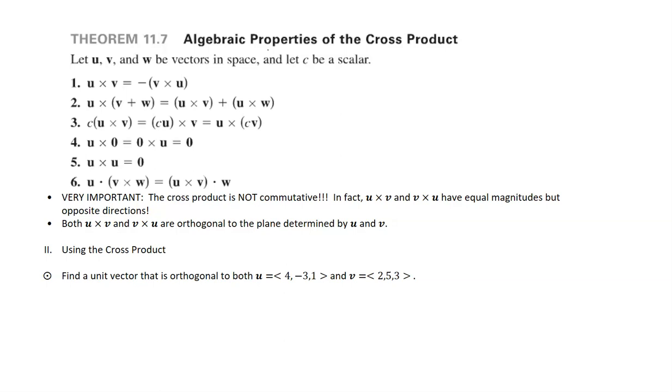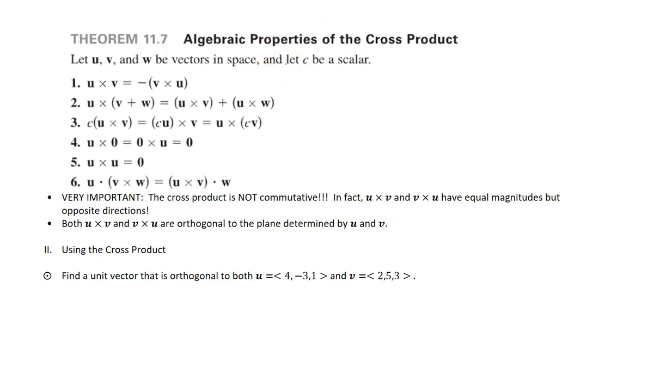U dot v cross w is equal to u cross v dot w. So notice that the grouping here can change and the dot product and the cross product can switch places. Both u cross v and v cross u are orthogonal to the plane determined by u and v.